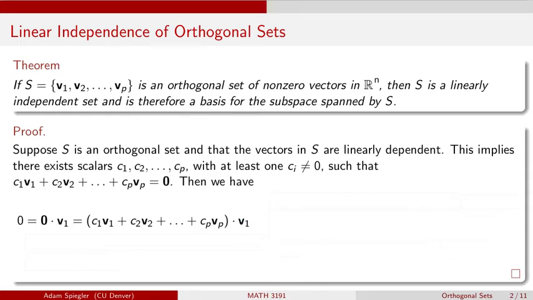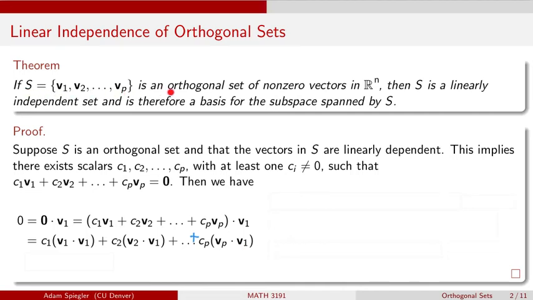So we can use properties of the inner product to pull out each of these scalars, and distribute v1 through each of these terms. So the dot product in the line above can be rewritten as c1 times v1 inner product with v1, plus c2 times v2 inner product with v1, plus, all the way up to cp times vp inner product with v1.